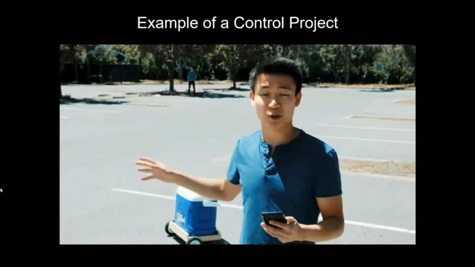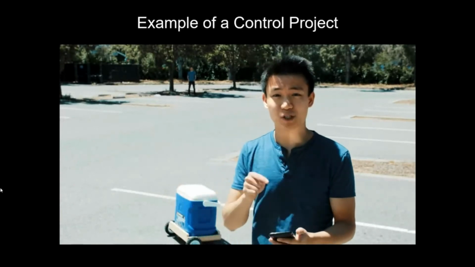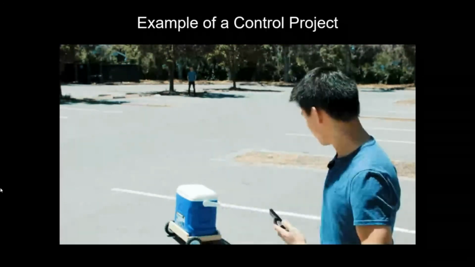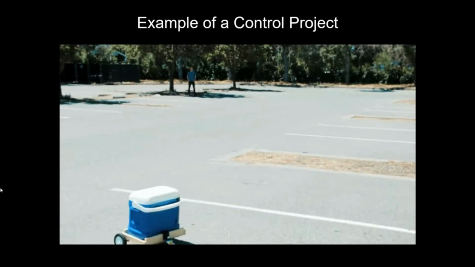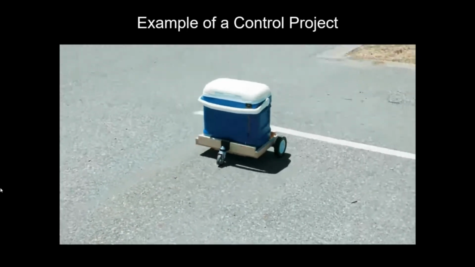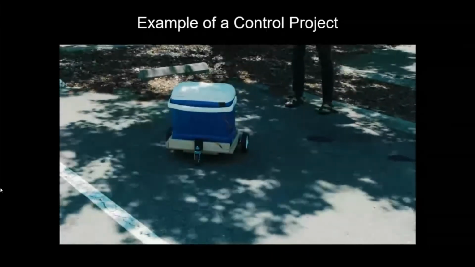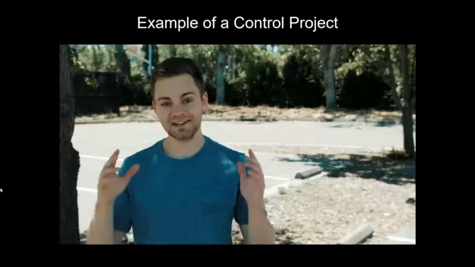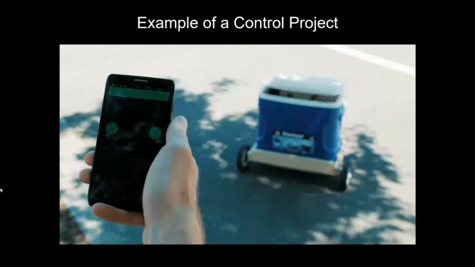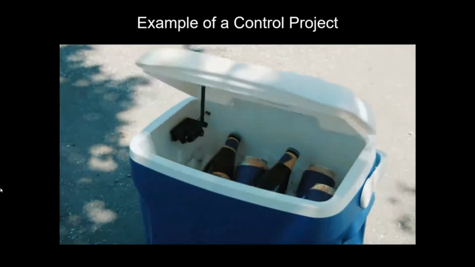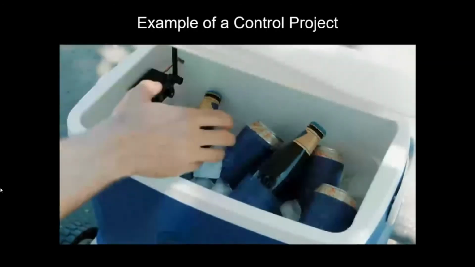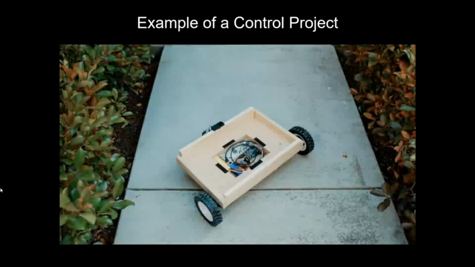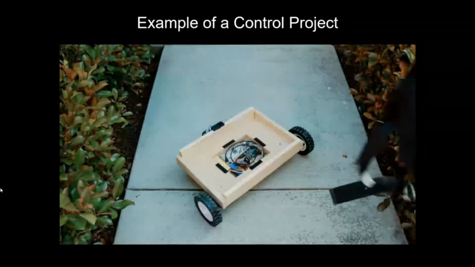Let's say your friend is on the other side of the park, but you don't want to walk all the way over there. You can give the cooler a set of GPS waypoints so that it can make its way over there without following you. That's not all. It also has a motorized lid. Cheers. The cooler is removable, so you can also use the base to carry other things.